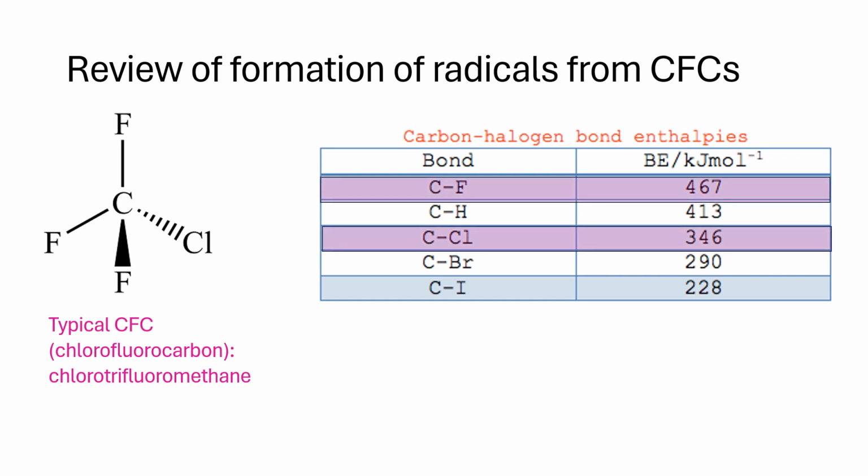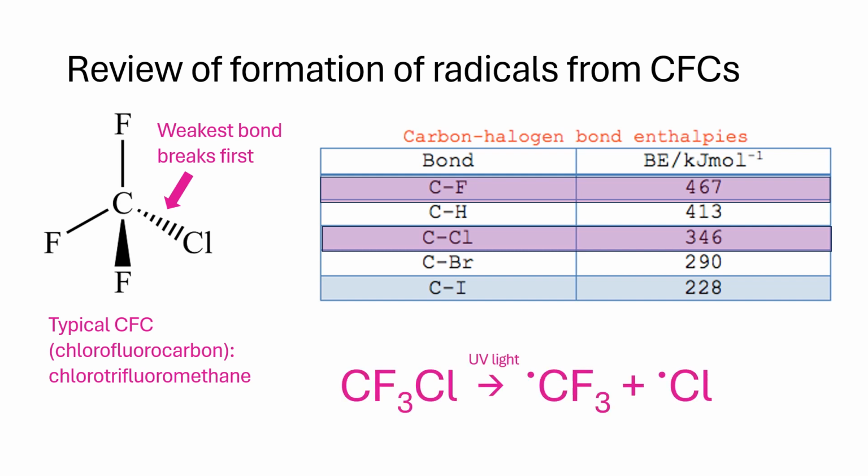So out of the two that are of interest in this particular structure, you've got the CF bond, which is 467 kilojoules per mole. That's because the fluorine atom is smaller. It's a smaller atomic radius than the chlorine atom, so it exerts stronger nuclear attraction on the bonded electrons. The chlorine atom is larger than the fluorine atom, so it exerts less nuclear attraction on the bonded electrons. So therefore the CCl bond at 346 kilojoules per mole is the weakest bond.